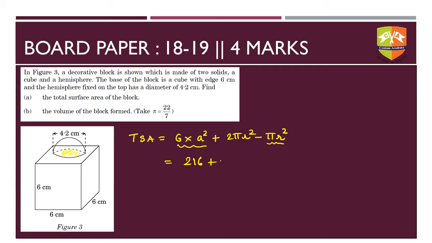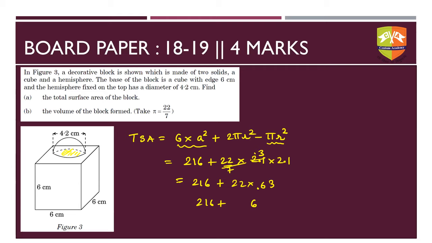and then pi r square. So pi r is 22 by 7 into r. R is 2.1, so 2.1 into 2.1, this will be the TSA. Okay, so this is 0.3. So this is nothing but 216 plus 0.3 into 22 into 0.63. Okay, so 216 plus 22, 3 is 66, carry 6. 22 times 6. But the TSA of a hemisphere is 3 pi r square.